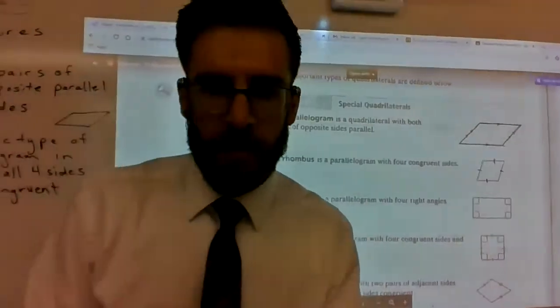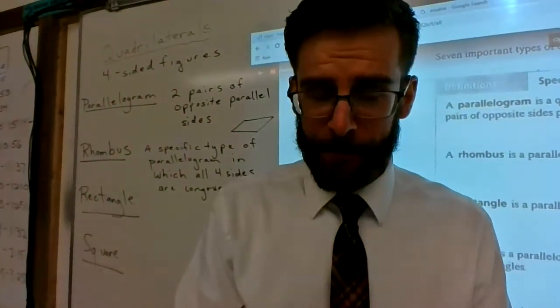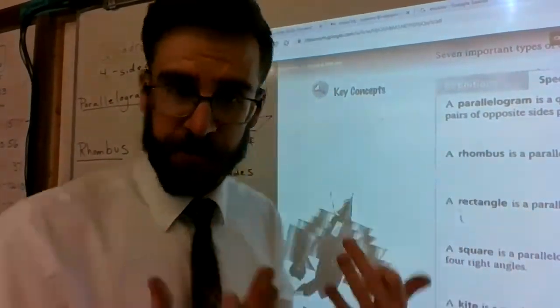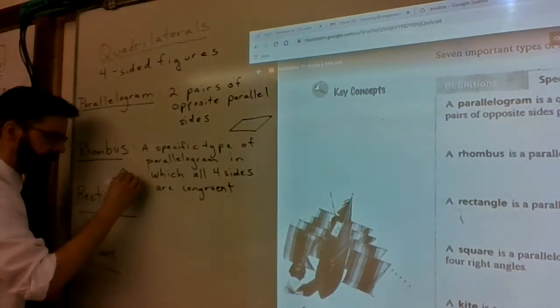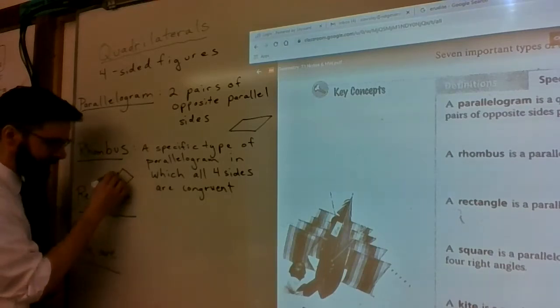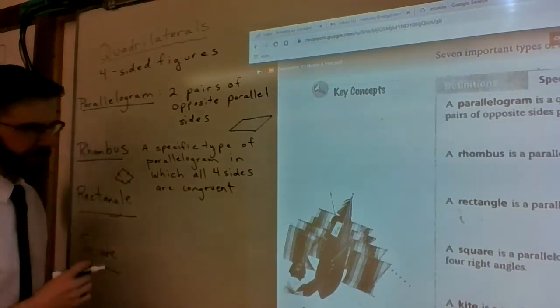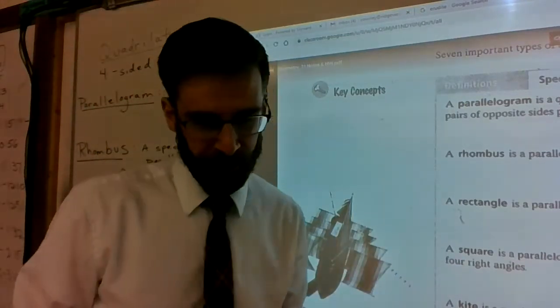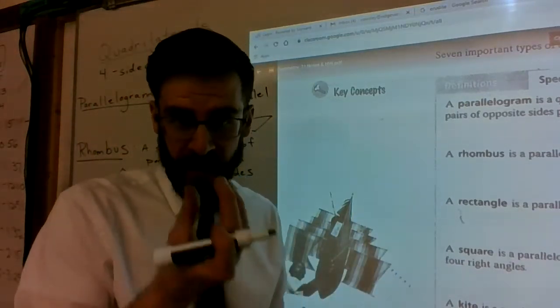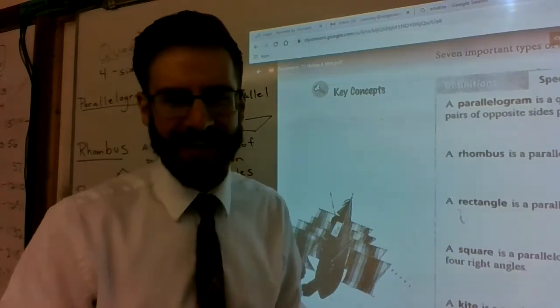Right, okay. So we've got a parallelogram, and under a parallelogram, you've got a specific type called a rhombus. Some people like to call it a diamond, but a diamond really is a three-dimensional figure. You know what? We're not going to get into that discussion right now.